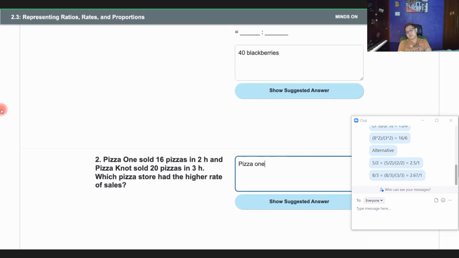And 20 pizzas in 3 hours is 20 divided by 3. So it'd be 6.667 pizzas per hour. So pizza one sold more pizza in 1 hour than pizza two. Okay, good.